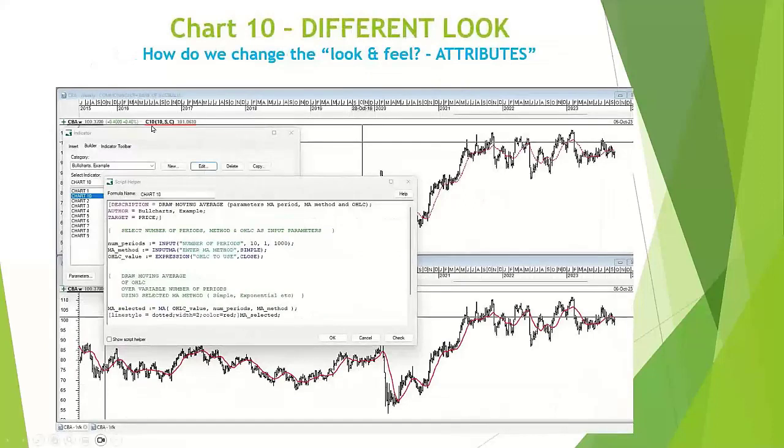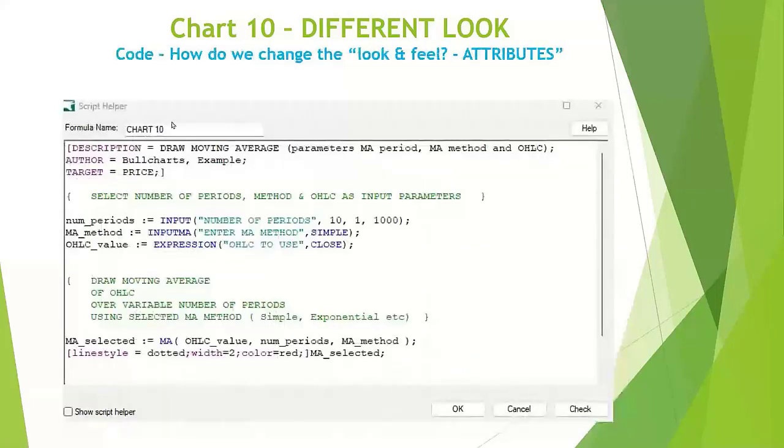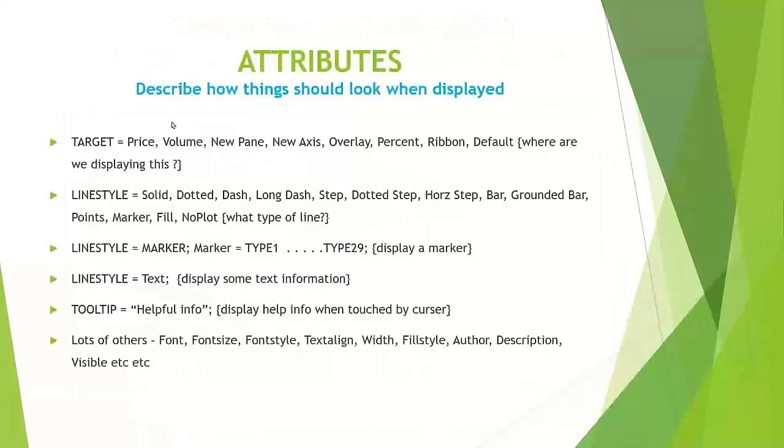So if we said make that 100, it would give you a moving average of 100. If you had E for exponential, it would give you an exponential moving average. And if it had an H for a high, it would give you an exponential moving average of the high of that particular chart. That's that code. Just a bit of word now about attributes.